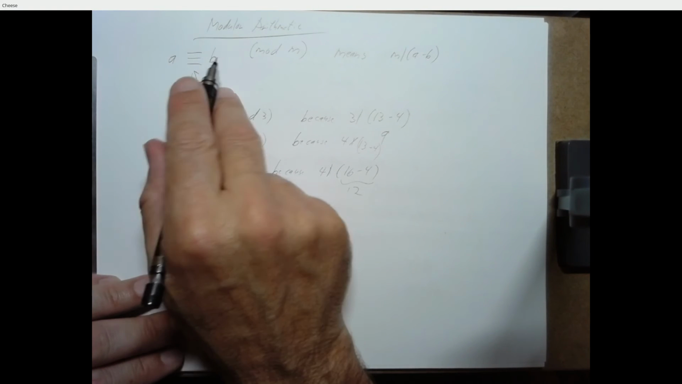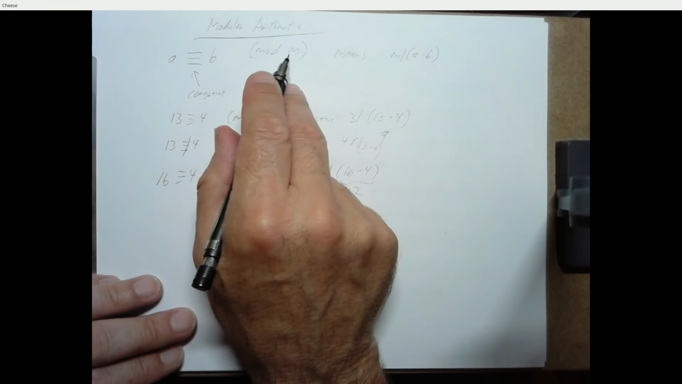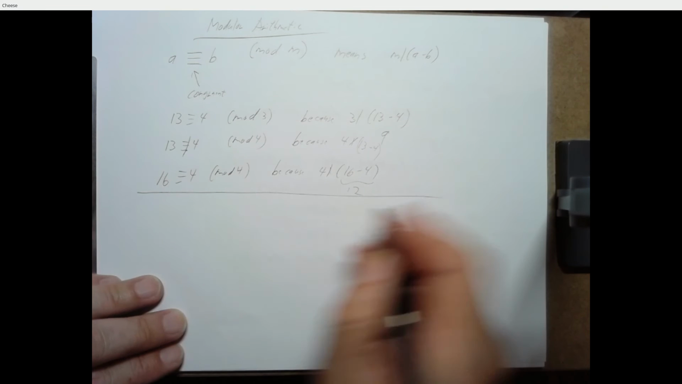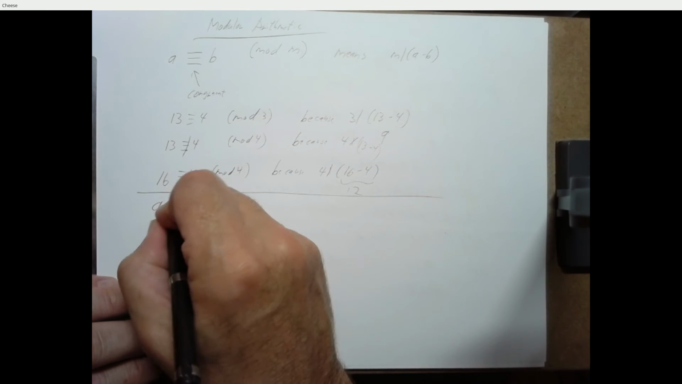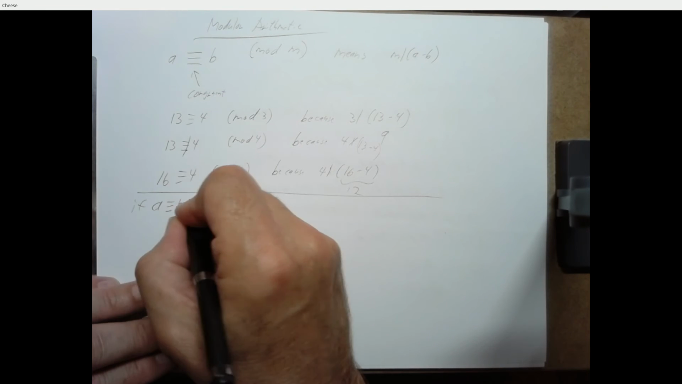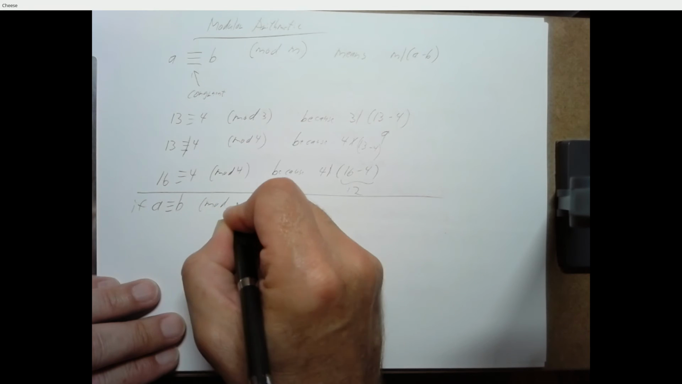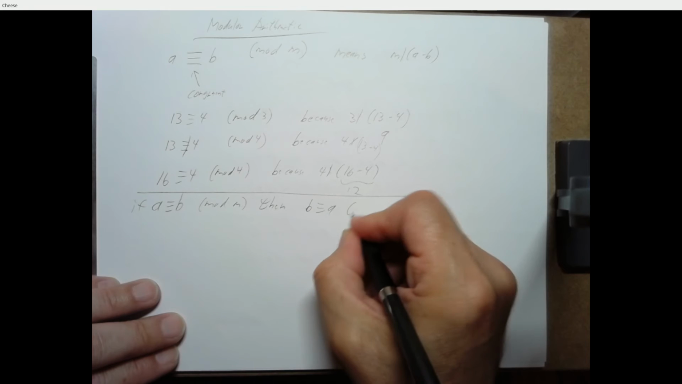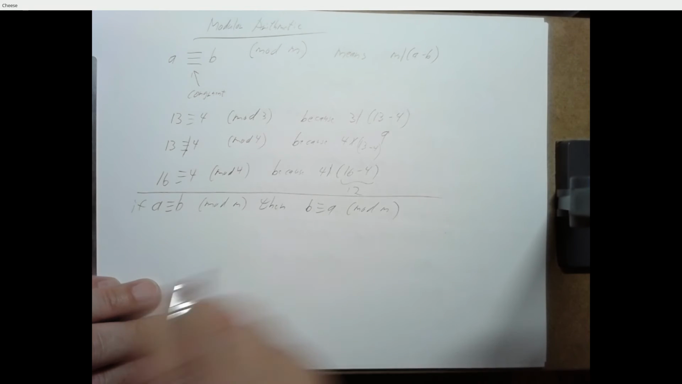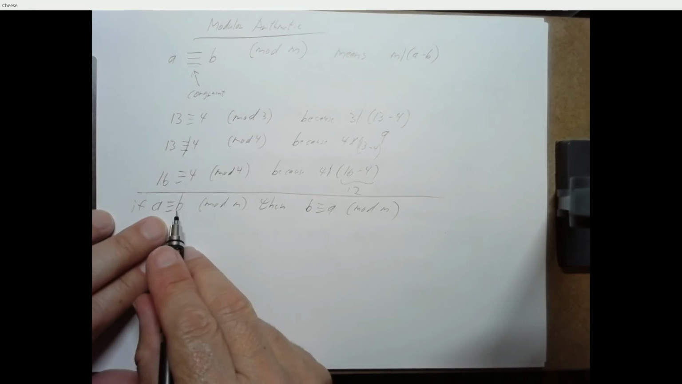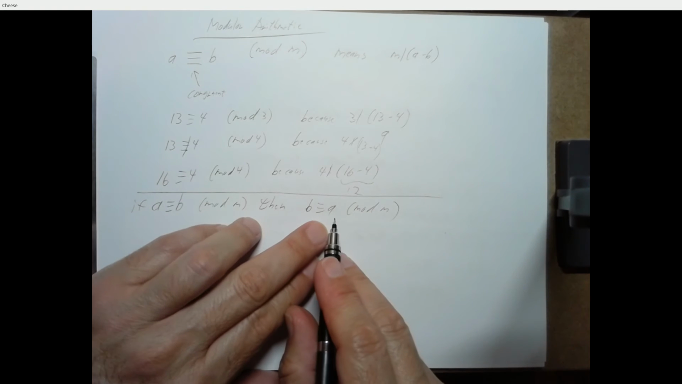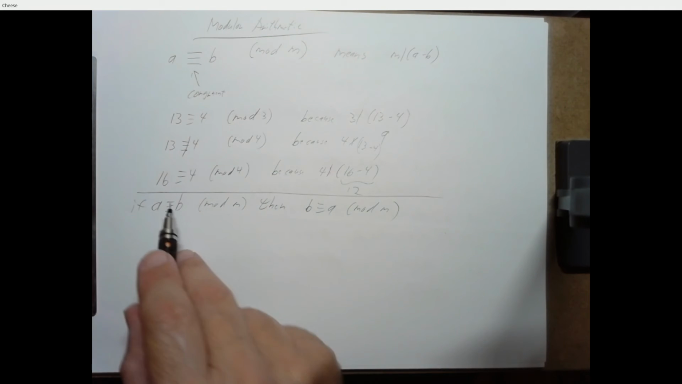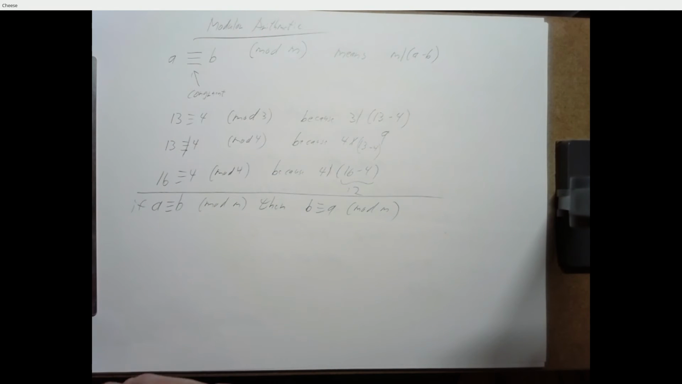It means that the difference of these things is divisible by m. Okay, and you can probably convince yourself that if a is congruent to b modulo m, then b is congruent to a modulo m. Because if a minus b is divisible by m, b minus a is certainly divisible by m also. It's just going to have the negative of whatever the factor was when you divided a minus b by m.